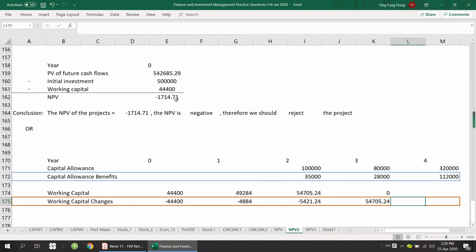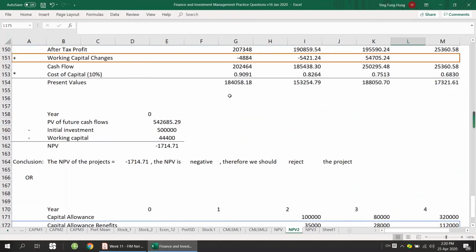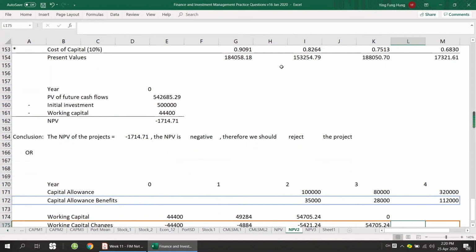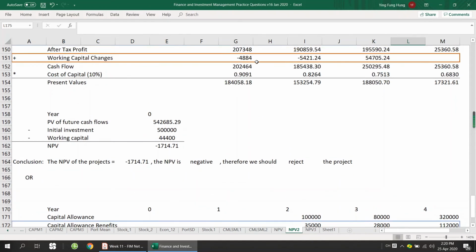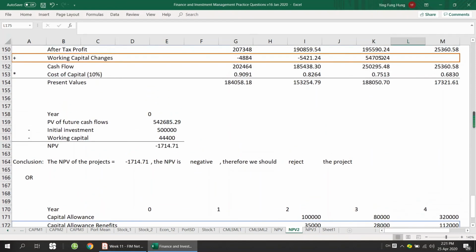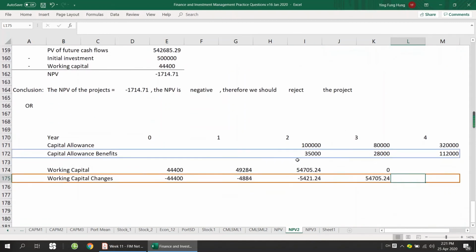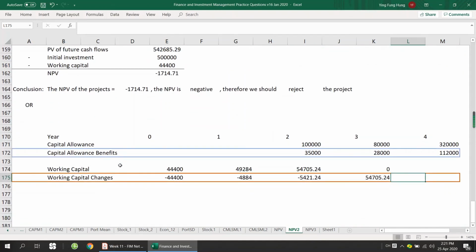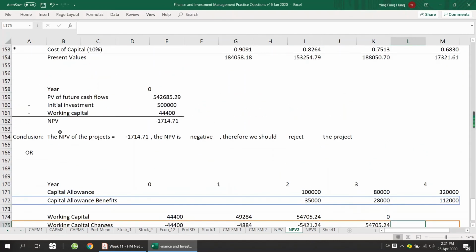So once again, if you double check the numbers, you will actually get the exact same numbers, which is this 44.4 thousand, and the other working capital changes, which is this 4.884, 5.421, and this 54.705 thousand. So either way, whether you want to do it in the more advanced way, which is straight away, or do it in the safer way, which is two steps, they will both give you the same NPV.